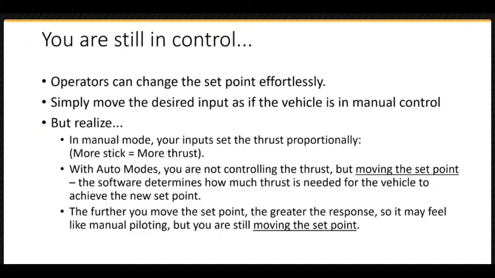You are still in control. Operators can change the set point effortlessly. Simply move the desired input as if the vehicle was in manual control. But realize, in manual mode, your inputs set the thrust proportionally. More stick equals more thrust. With auto modes, you are not controlling the thrust, but moving the set point. The software determines how much thrust is needed for the vehicle to achieve the new set point. The further you move the set point, the greater the response, so it may feel like manual piloting, but you are still moving the set point.